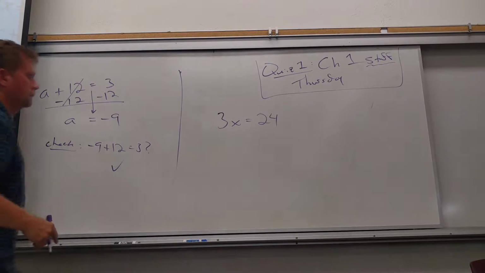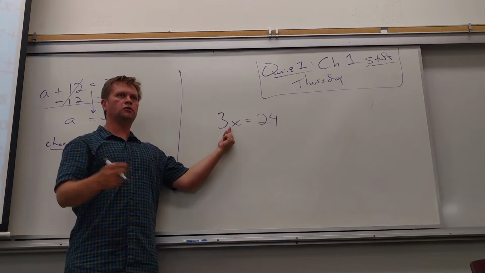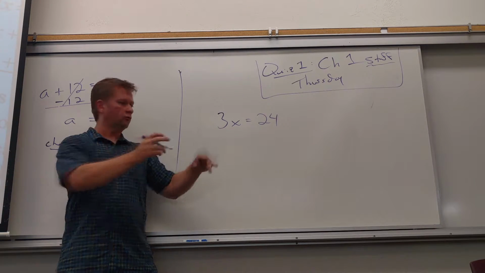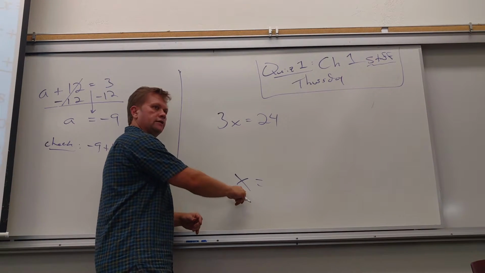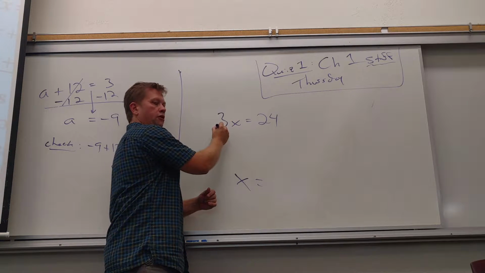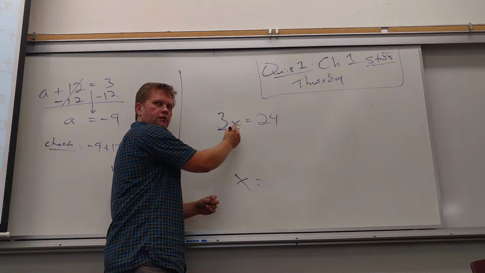Right now there's multiplication happening. What is it that I don't want here? I don't want the 3. The goal is always get the x by itself. So undo the operation and get rid of the 3, so I would divide by 3.